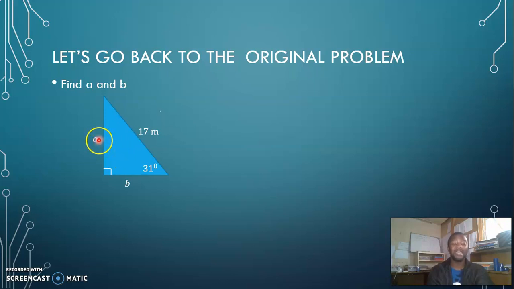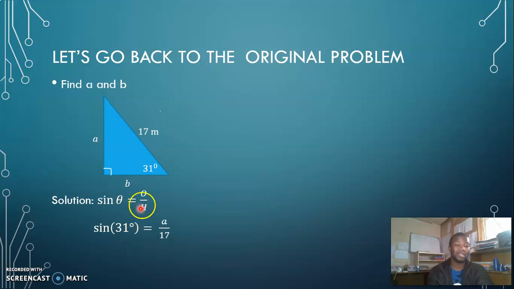What you are looking for is A, which is opposite this angle, and you are given the hypotenuse. You are looking for opposite, you are given hypotenuse, so it's OH. What is the formula that has OH? It's sine theta, which is equal to opposite over hypotenuse. So in this particular case, we are going to use sine theta. We substitute sine 31 degrees equal to A, because we do not know it, divided by 17 because we already have it.